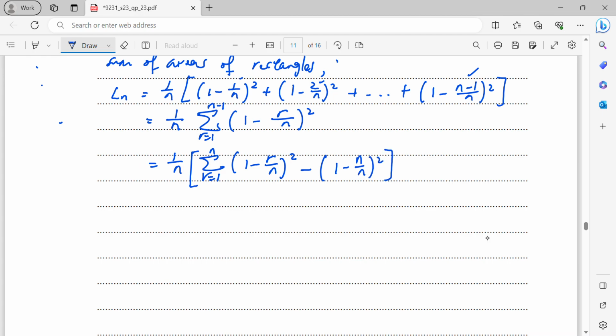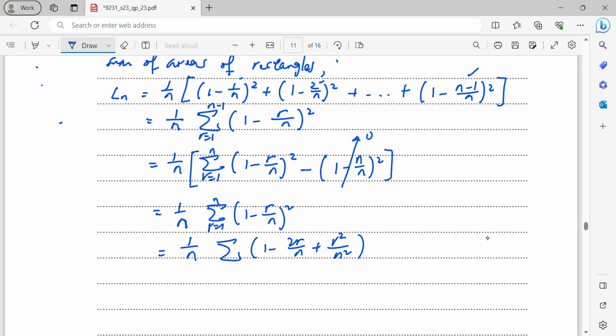The height is 0. So from here it will be 1 over n, then summation r from 1 to n of 1 minus r over n squared. This is going to be 0, so it is the same as just 1 to n. Then now I will do the expansion as just now. It will be 1 over n, then summation of 1 minus 2r over n plus r squared over n squared.